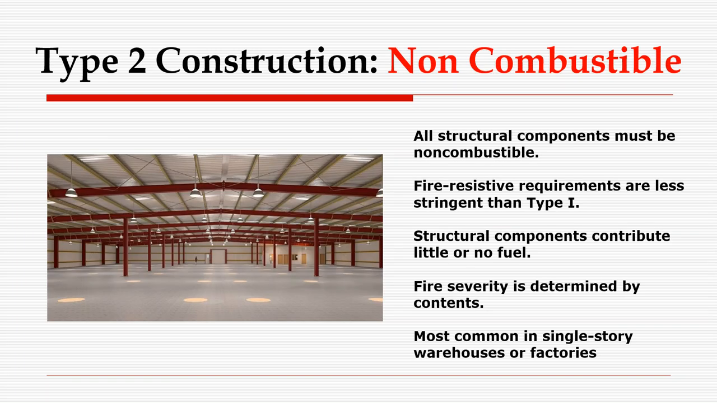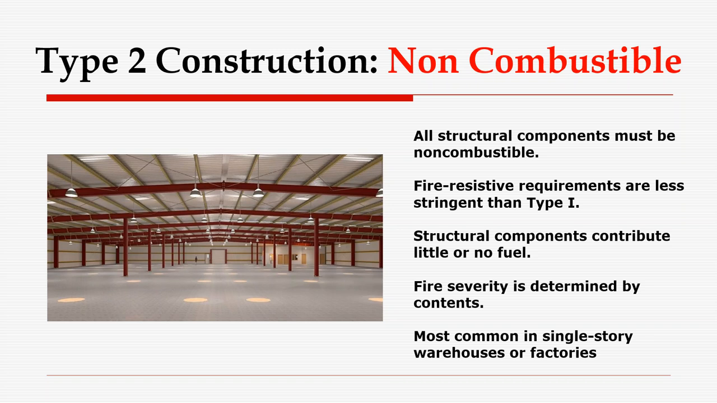Type 2 construction is non-combustible. All structural components must be non-combustible. Fire resistive requirements are less stringent than type 1, so it's one step below type 1. Structural components contribute little or no fuel. Fire severity is determined by contents, just like the other one. Most common in single-story warehouses or factories. A lot of the buildings we find in Georgia are these type of constructions, the type 2.